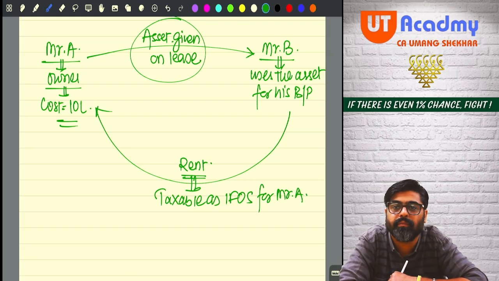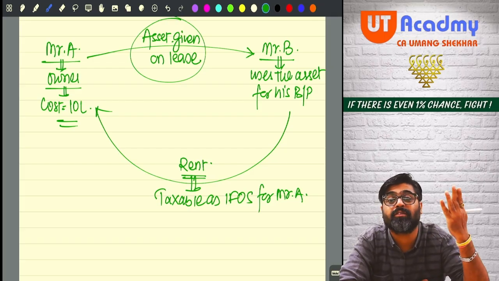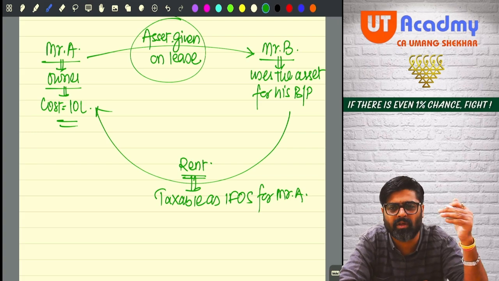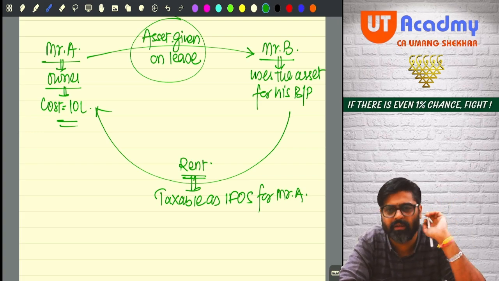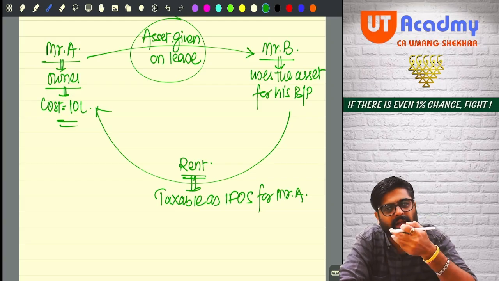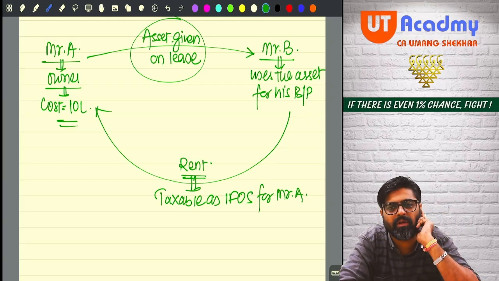Getting my point? Why? Because Mr. A is not in the business of giving assets on lease. He has one asset, he has given that asset on lease to Mr. B casually because he was not using that asset. So instead of keeping that asset idle, he thought, let us give this asset on lease to someone else.